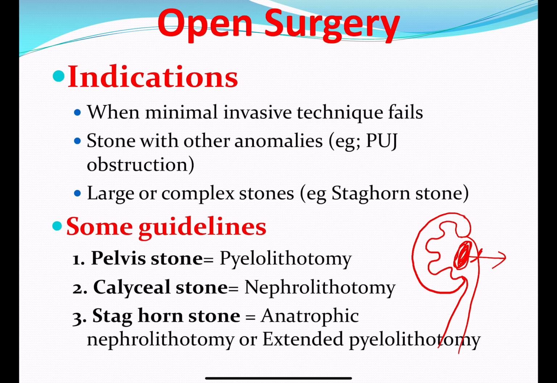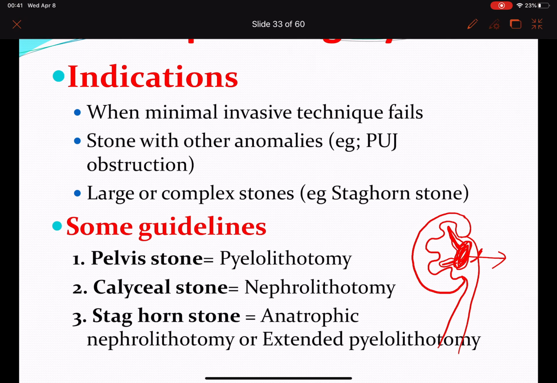Sometimes the stone may be branching, and the branching stone may be going inside the calyceal part. Then what we can do is extend the incision up to the lower calyx, and make a big incision and take out the stone. This is known as extended pyelolithotomy.